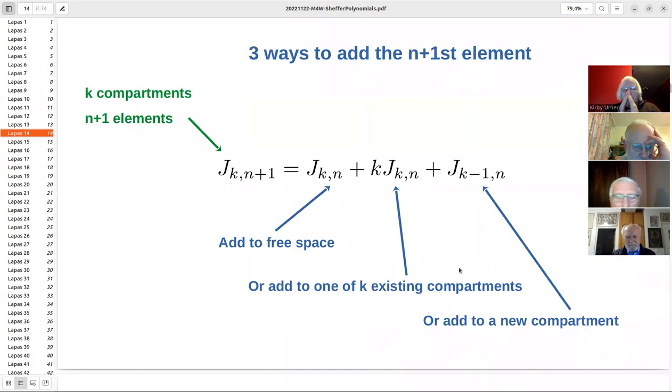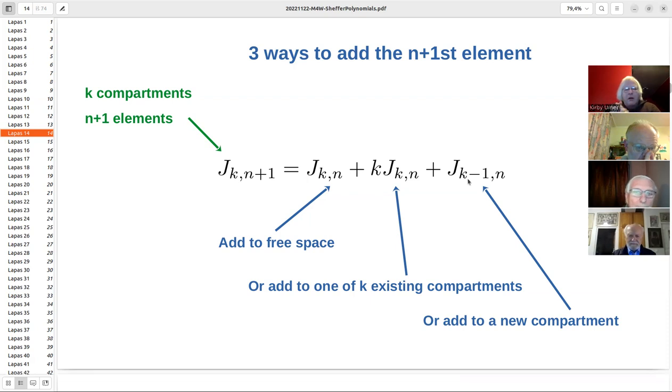So if we go back here, the j sub k comma n, it would be, because k is 3 and n was 2, plus 1 became 3. So if there's two compartments and two elements, then you can add to the free space, or there's two ways, when you have two compartments and two elements, to add it to one of the two existing compartments, where k is 2. But there's a third way.